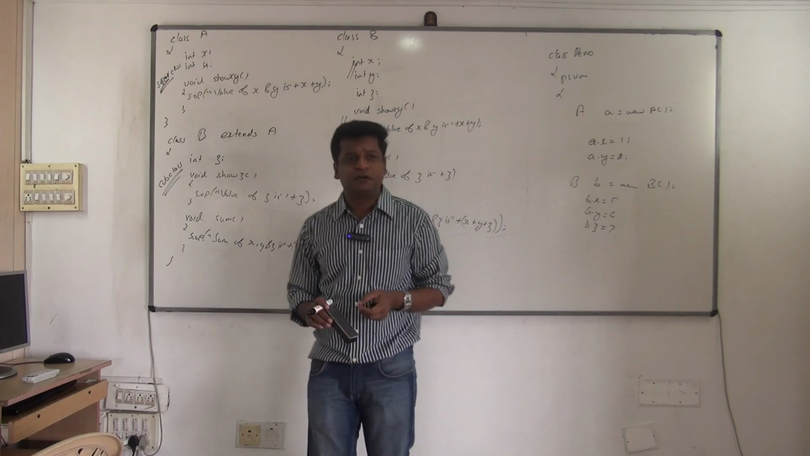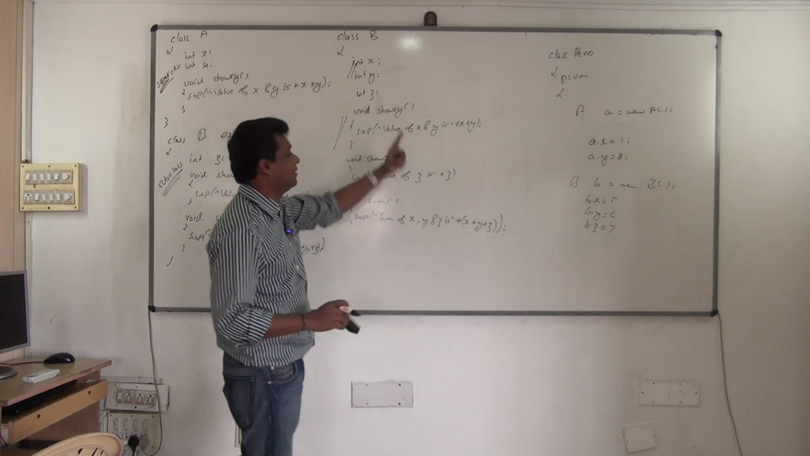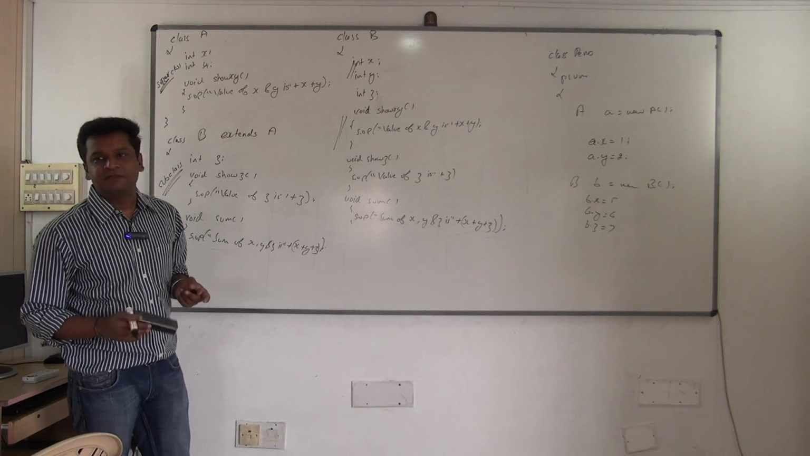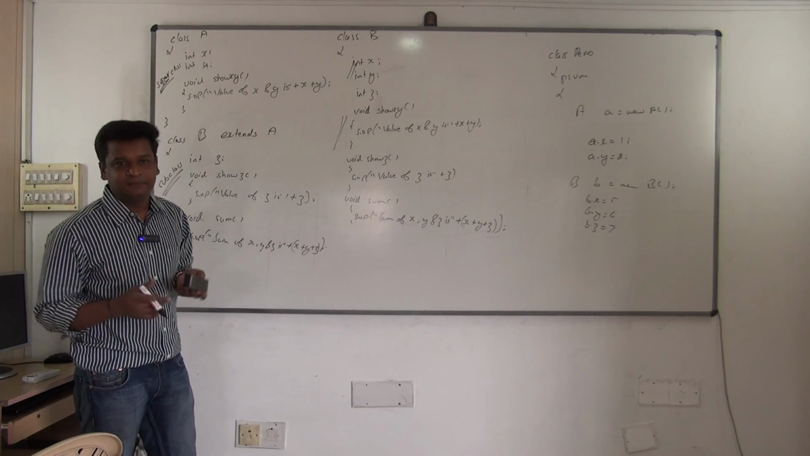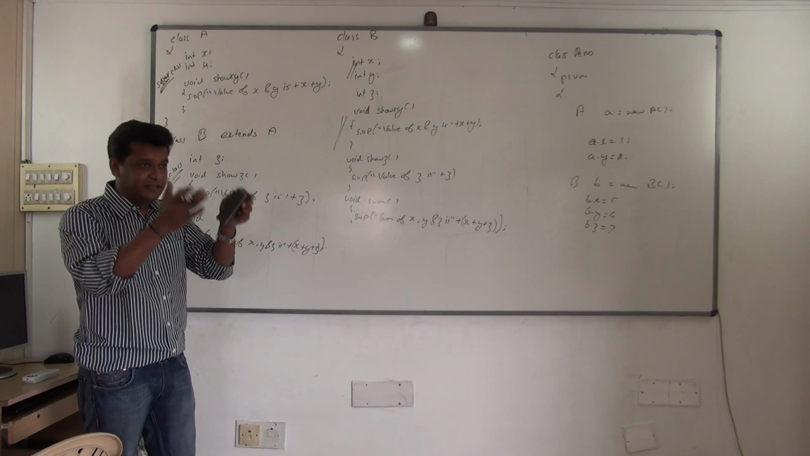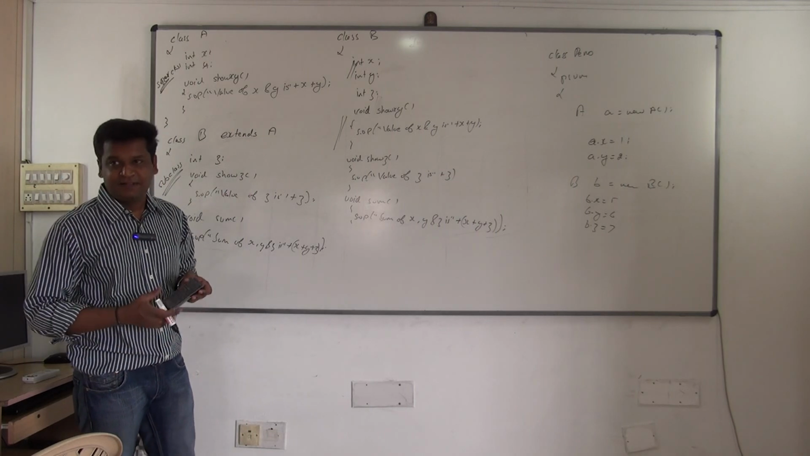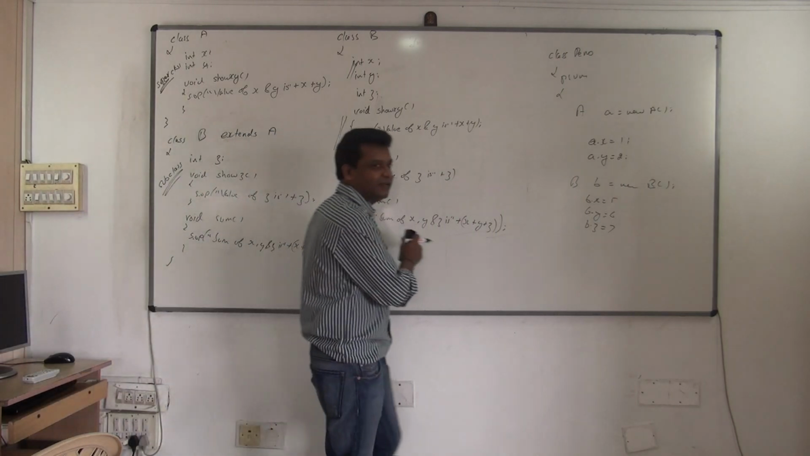So we'll create an object of what now? B. Shall I remove this code? Because I need to draw diagrams. Because without diagrams it will not enter your head. Correct? A object means it will be like this. B object means it will be like this. Correct? I have to show you members now. Shall I clear?